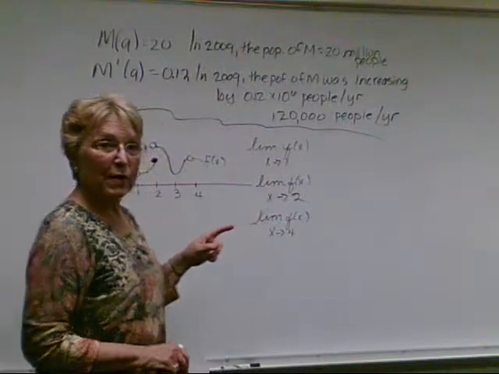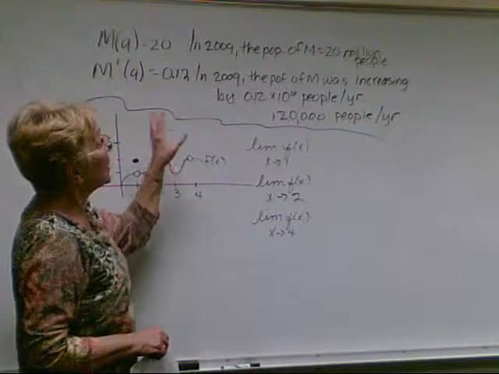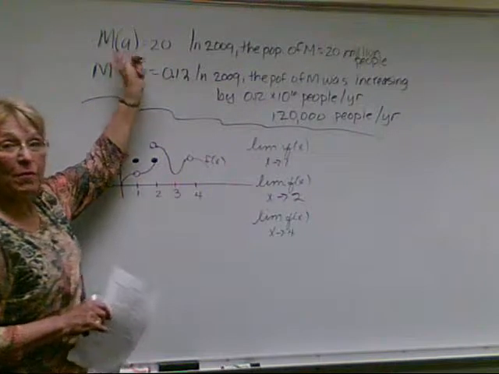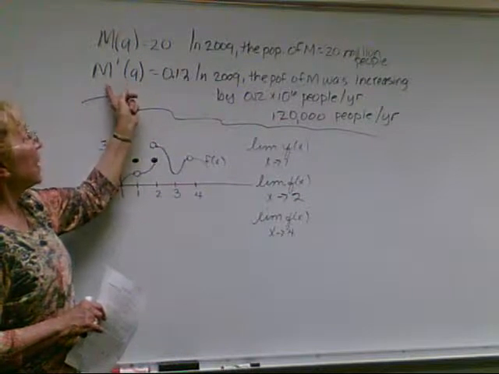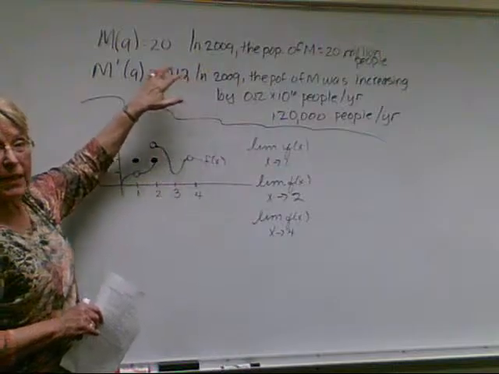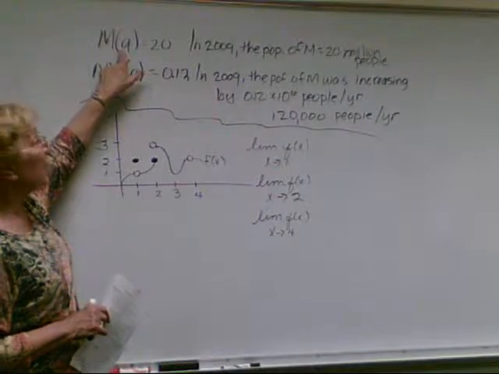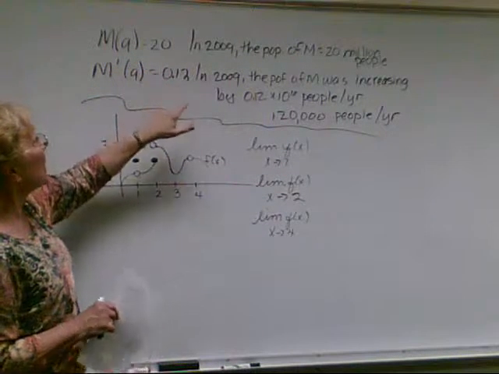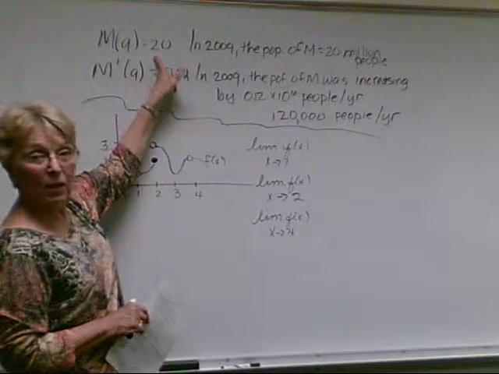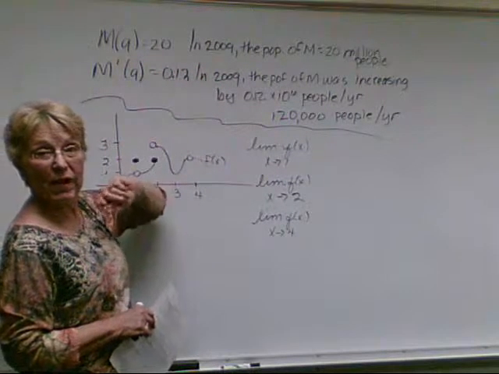There are two questions on the board this time. The first one deals with the population of Matistan, which is given in millions, and the question is, how do we read these expressions? M of 9 and the derivative of m evaluated at 9. Totally different things. The first one is the function itself, so input being years, 9 years after 2000. So in 2009, the population of Matistan is 20 million people. Just evaluating a function and reading the answer.